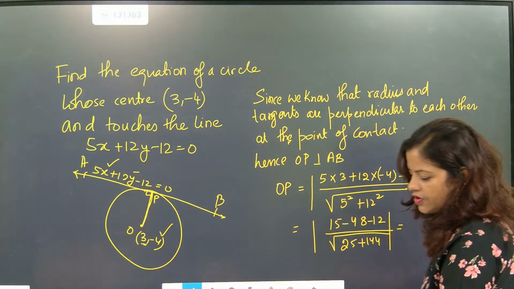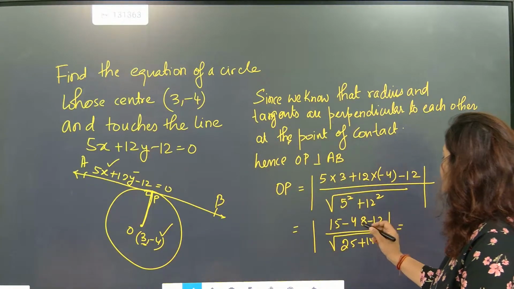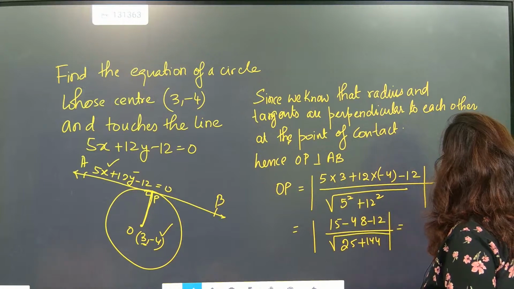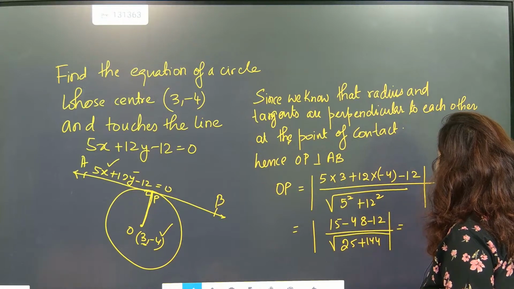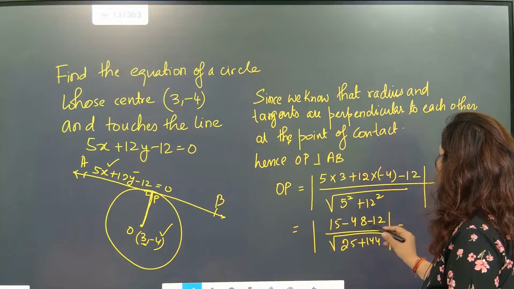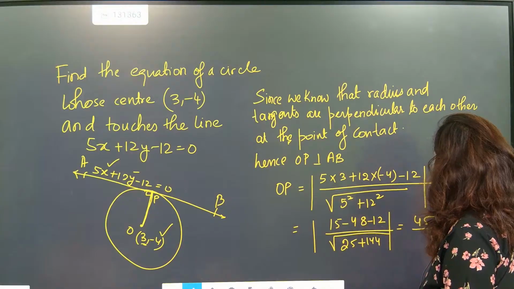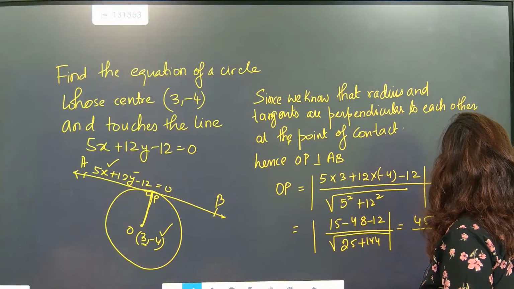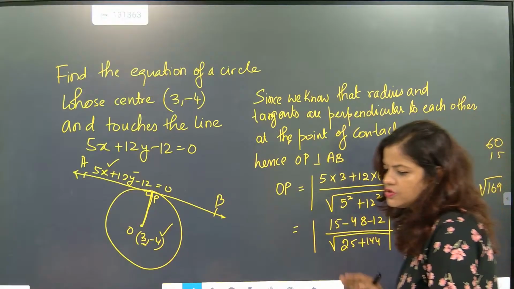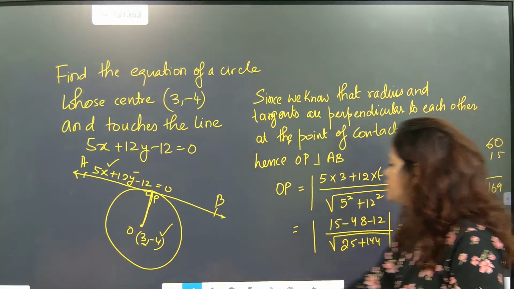So by the help of the distance formula, 15 minus 48 minus 12 is minus 45, and 100% it will become 45 because modulus is there, so negative will go. And here it is coming as root under 169, that is 13. So this is the radius. So once you are getting the radius, Rudra, absolutely correct, boss. Super. So this is the answer.